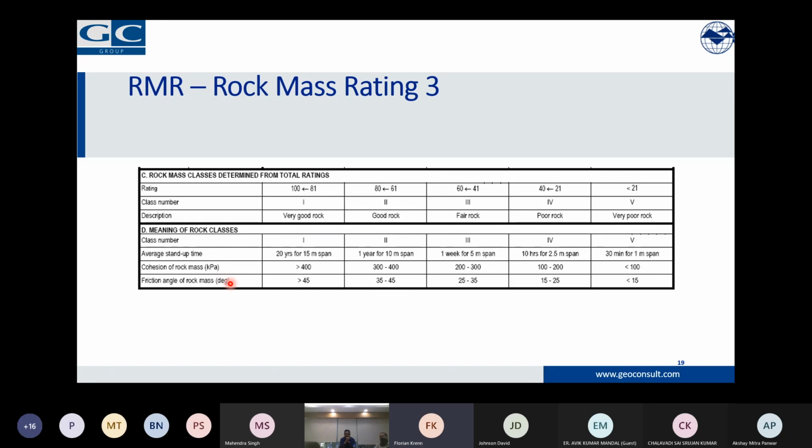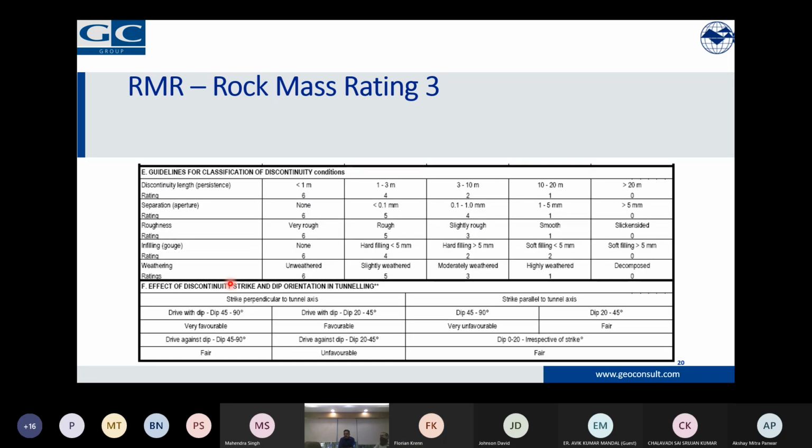I will come to that later because it means basically I'm taking the input of joint sets, of uniaxial compressive strength, and the water and other things, and these items basically give me equivalent cohesion and friction values, which can be used for a first estimate in a continuum program or for a hand calculation. Then RMR is giving also guidelines how to classify discontinuities, again with the ratings, so that is a subdivision.